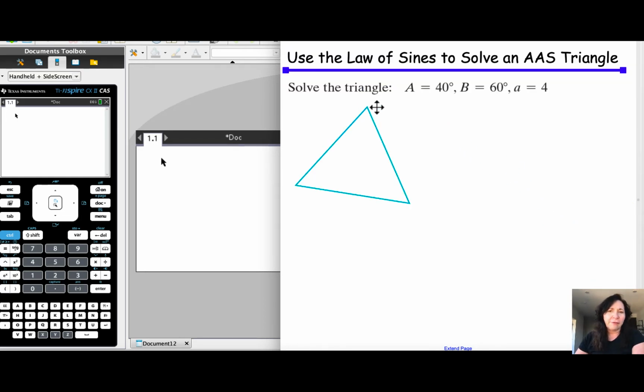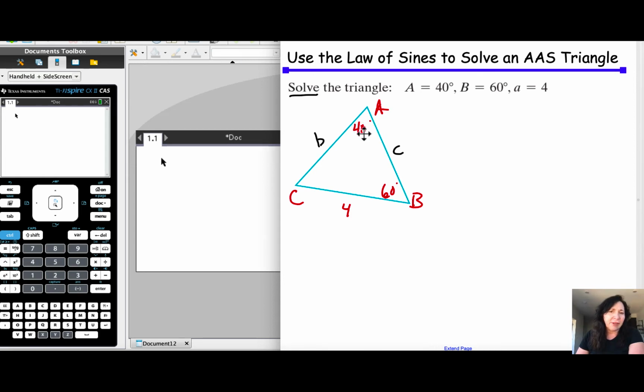We're going to start off, and I'd like you to label your triangle. I'm going to call this angle A, angle B, angle C. Angle A is 40 degrees, angle B is 60 degrees, and little a, which is opposite angle A, is 4. Your job is to solve for little c and little b. You're going to solve for both of those because that's what solving a triangle does: it finds all the sides and all the angles.